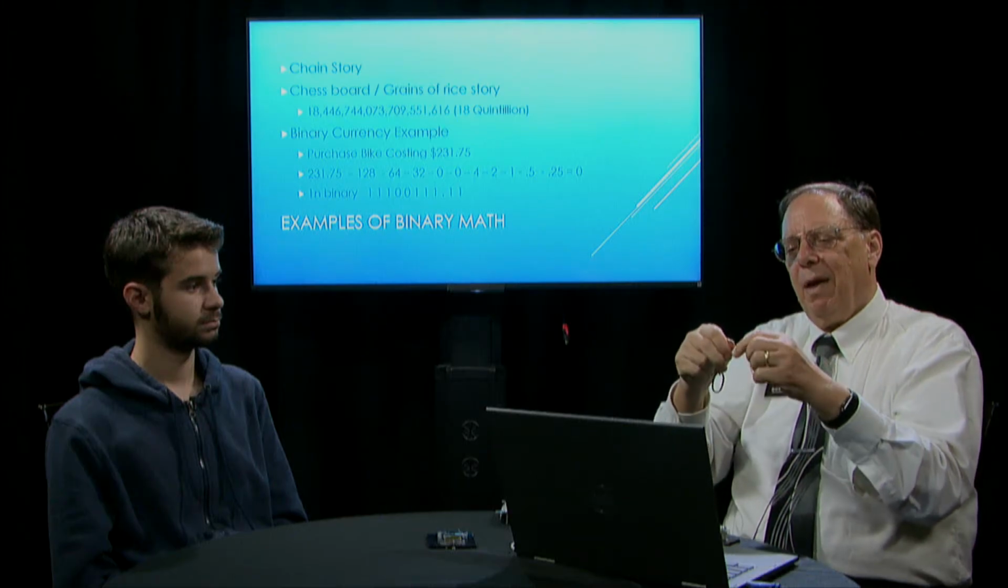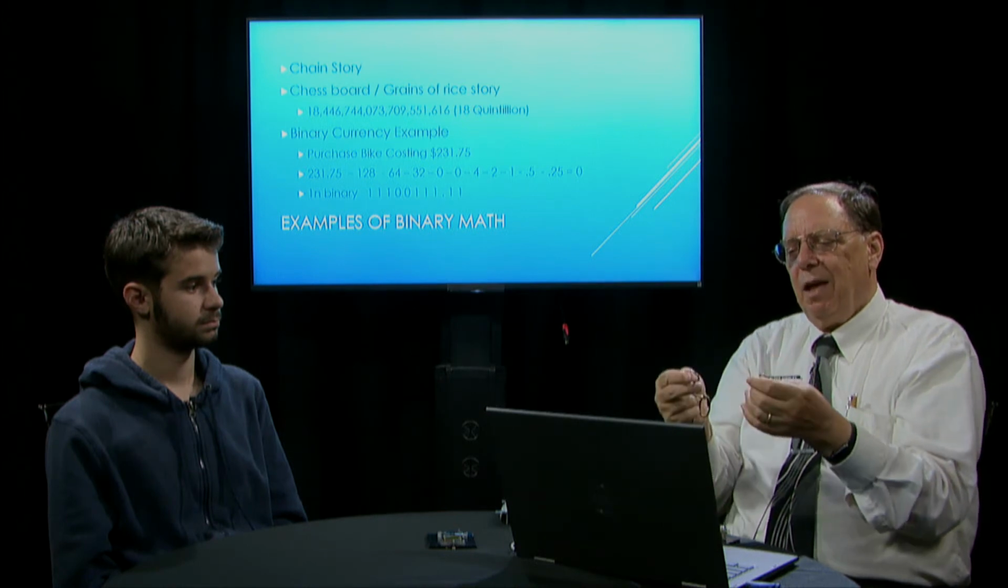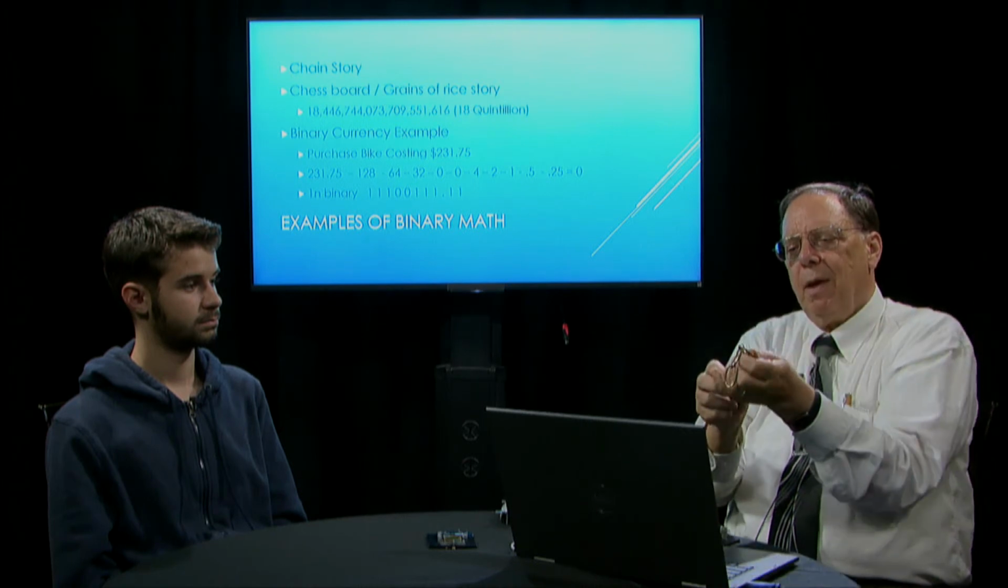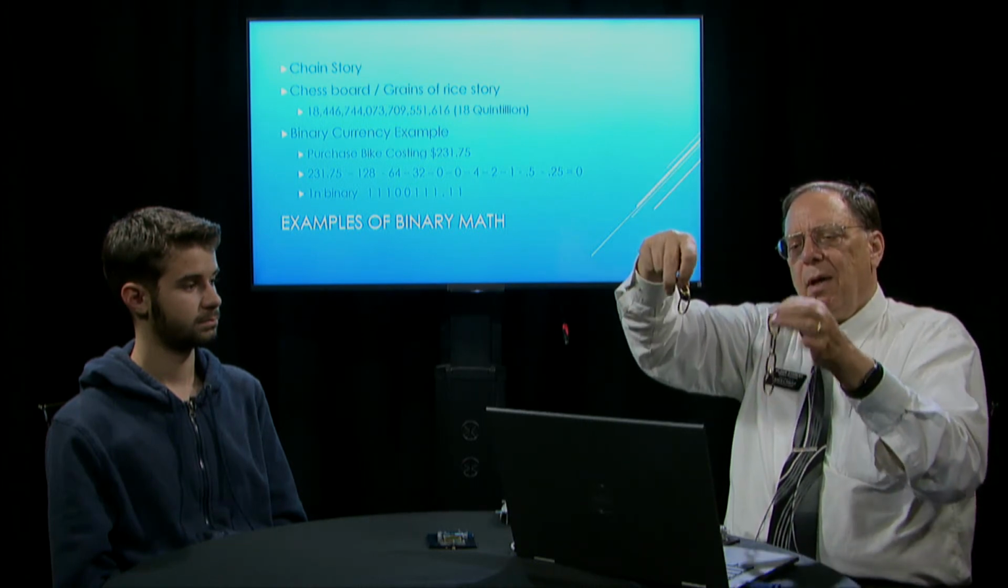If he cuts after the 3rd link, cutting that one in half, he can make his chain into a binary number system. So he has a 1, he has a 2, and he has a 4.